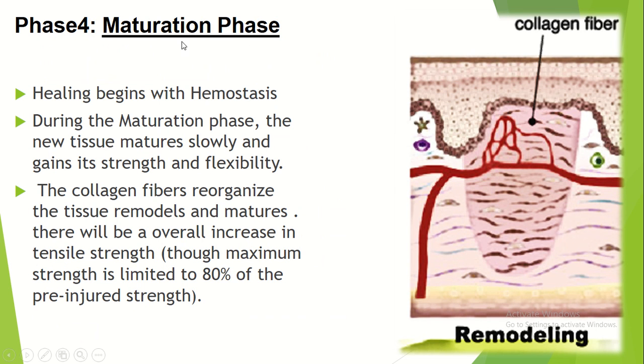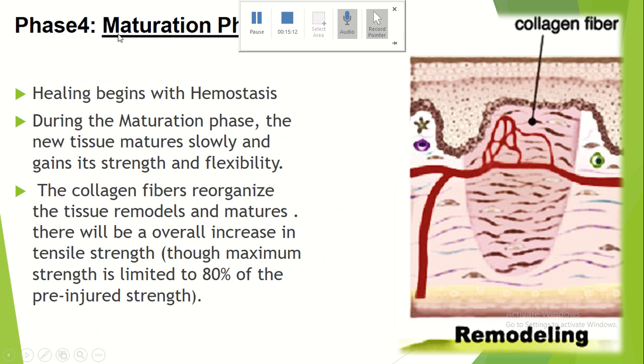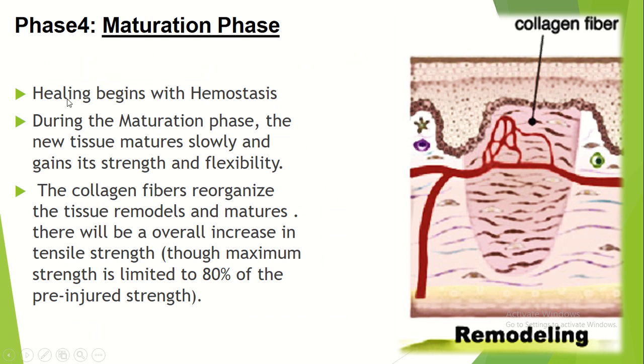So the last one is the maturation phase. First is the hemostasis phase, second is the defensive or inflammatory phase, third is the proliferative, and fourth is the maturation or the remodeling phase. So healing begins with hemostasis, and during the maturation phase the new tissue matures slowly and gains its strength and flexibility. What happens here? It tries to gain the normal strength and flexibility. The collagen fibers reorganize the tissue, and it remodels and matures.